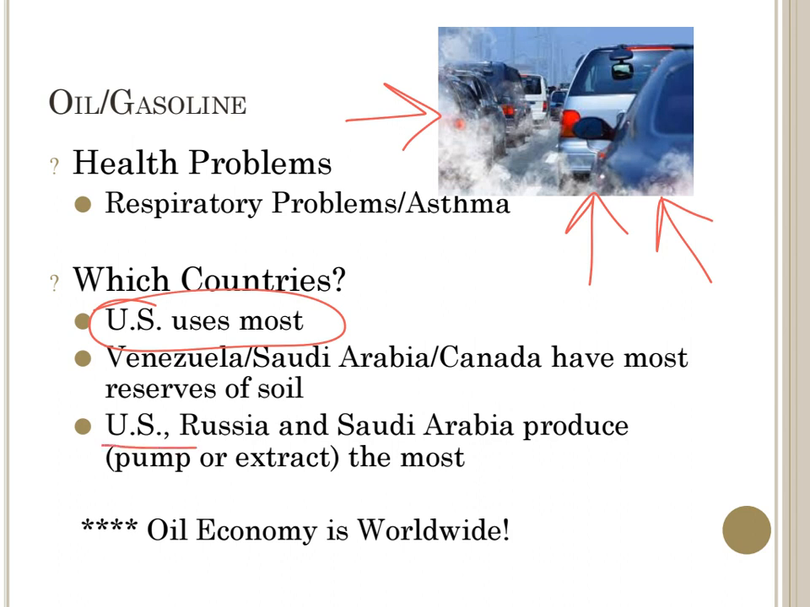The US, Russia, and Saudi Arabia produce, which means we pump or extract the most. These numbers change per year. It depends on the markets and who's pumping more and flooding the markets and how the price goes down. So it's somewhat international politics, but you just need to know those are the three main countries that produce the most oil.